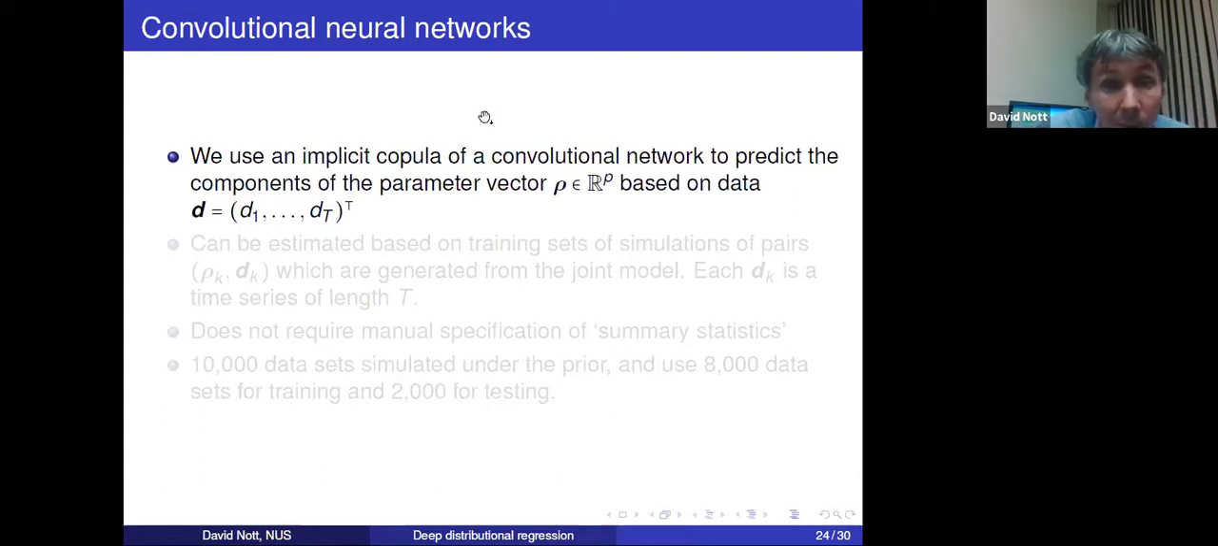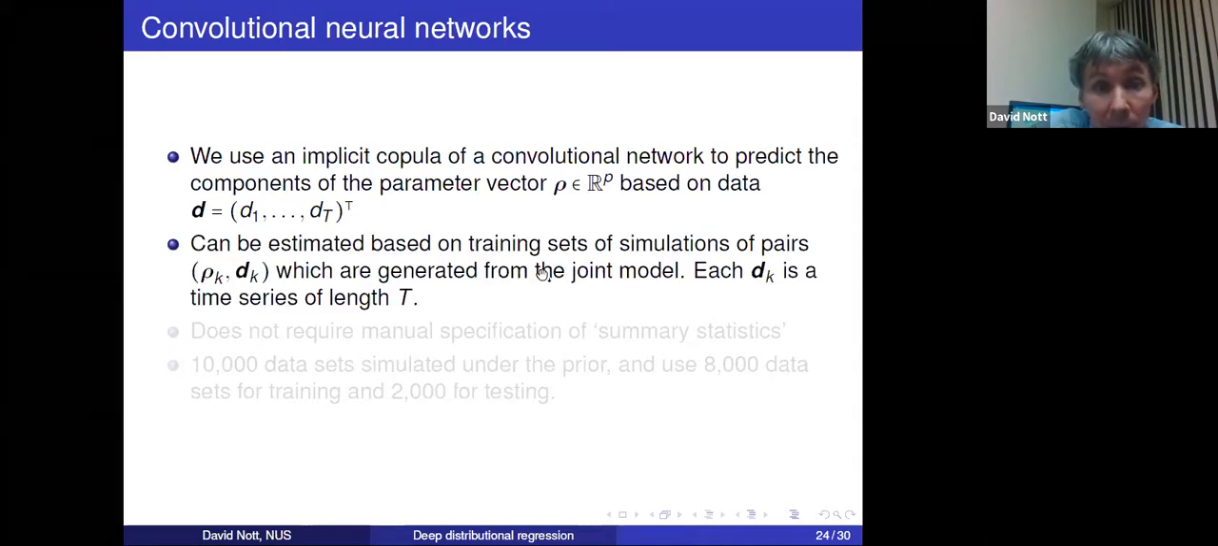So here we have a parameter vector rho for our model. We've got 9 parameters, and we've got a time series for our data, of length 90. What we can do is simulate parameter and data set pairs from the model. Each simulated data set is a time series of length 90, and we're going to use the whole time series as the feature vector in the regression.